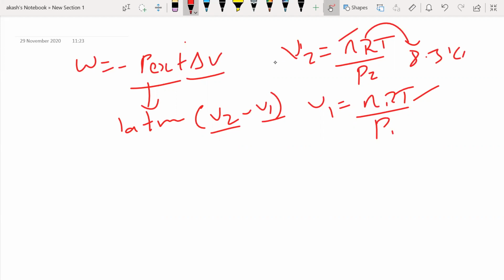You substitute here. It will be 1 into nRT by P2 minus nRT by P1. So I can even take nRT outside, into (1 by P2 minus 1 by P1). That is the answer. So I can just substitute the values. Tell me the answer, quick.